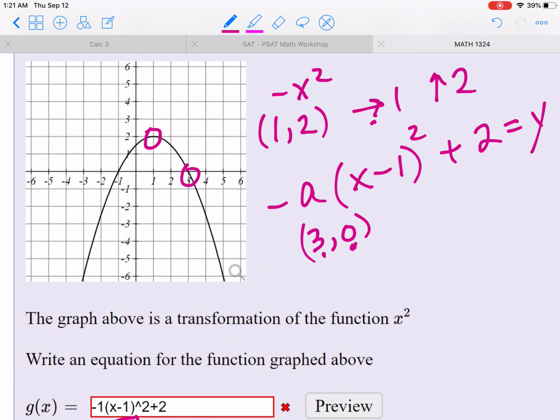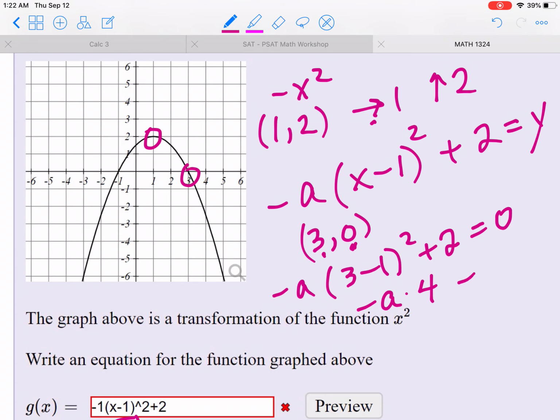So let's go ahead and do that, and you get negative a times (3 minus 1) squared plus 2 equals 0 for y. You simplify and solve, and you get negative a times 4, because that's what 2 squared is, and then plus 2 equals 0. When you solve for a, you'll have negative a equals negative 2 over 4, and so a equals 1/2.